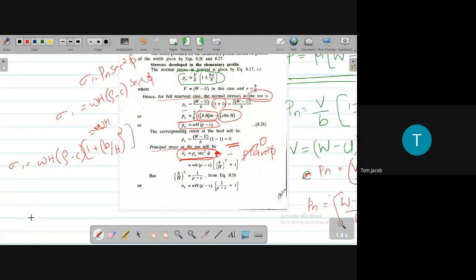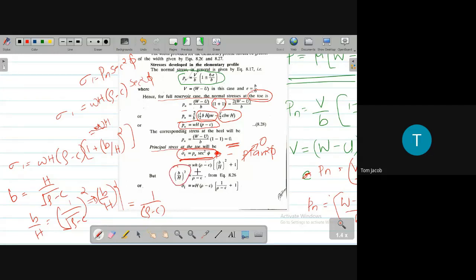Okay, 8.26 is the equation for base width from stress criteria. That is B is equal to H by root of rho minus C. So from this, B by H is equal to 1 by root of rho minus C, which implies B by H whole square is equal to 1 by rho minus C. So we have B by H whole square is equal to 1 by rho minus C.